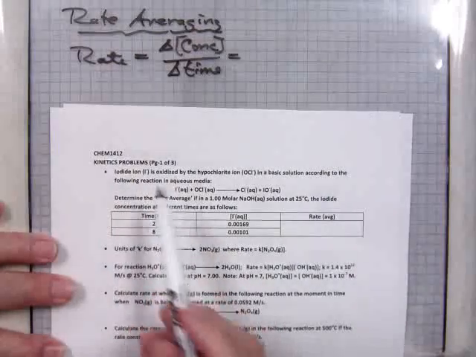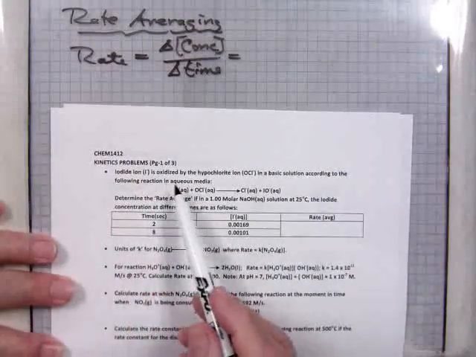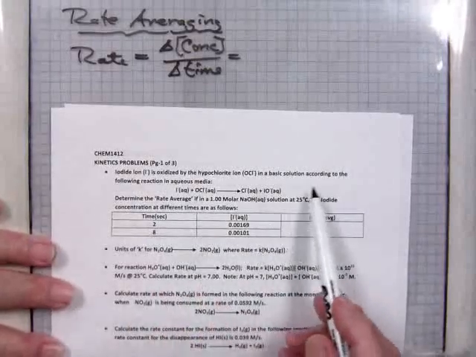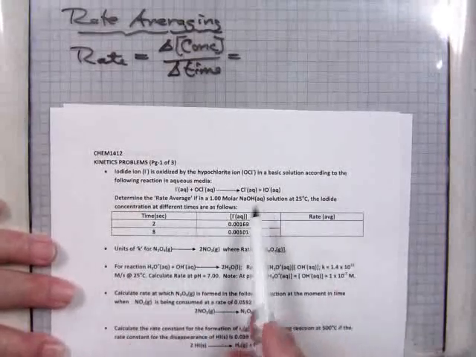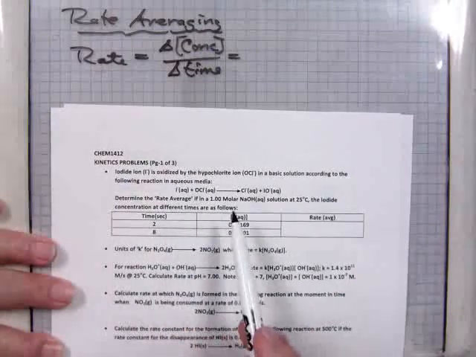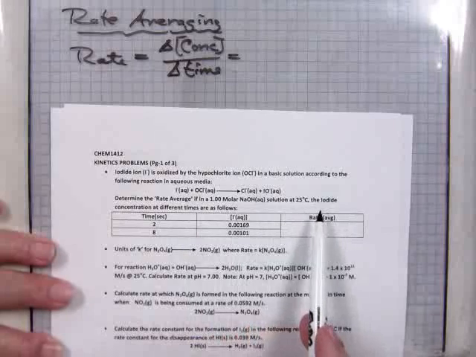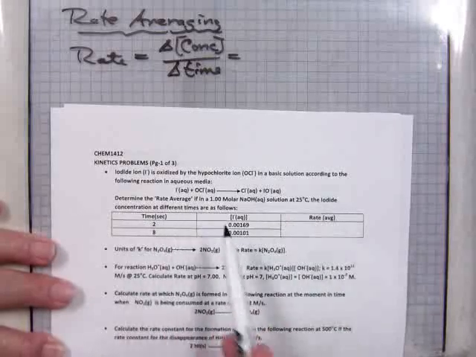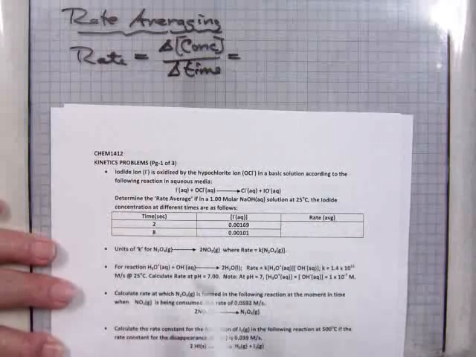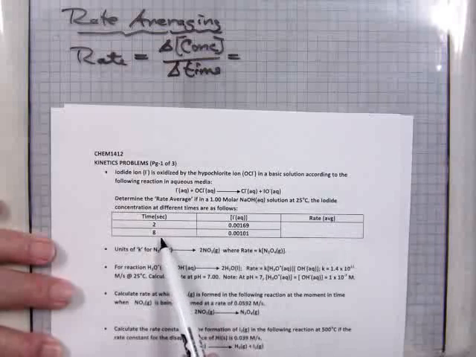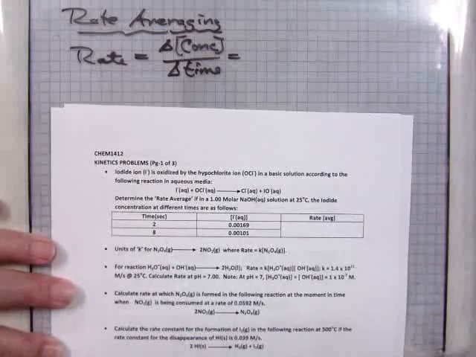Iodide ion is oxidized by the hypochlorite ion in a basic solution according to the following reaction. Determine the rate average if, in a 1 molar sodium hydroxide solution, the iodide concentration at different times are as follows. So like I said, you're given a concentration at time 1, a concentration at time 2, and you simply take the difference in concentrations divided by the difference in time.